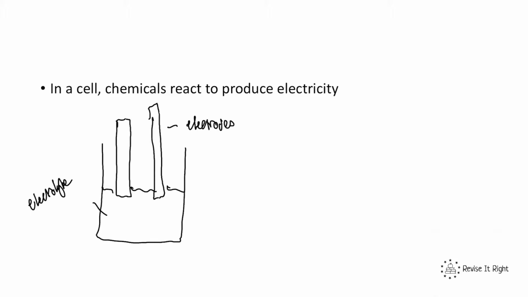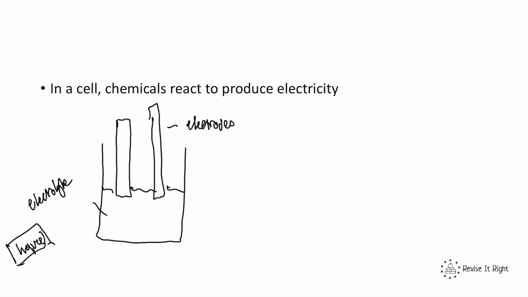Now it's important of course that these electrodes are able to conduct electricity, and therefore it's usually a metal. So electrodes are usually a metal. And again, the electrolyte also needs to be able to conduct electricity. As you can see here, it's a liquid. So it must be a liquid that can conduct electricity. It needs to contain ions which react with the electrodes.